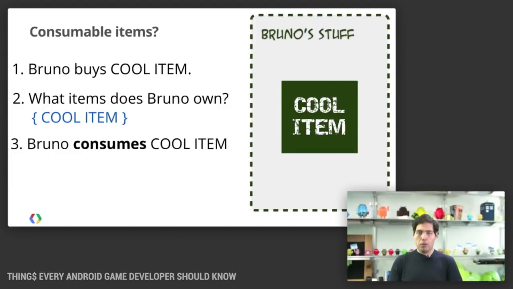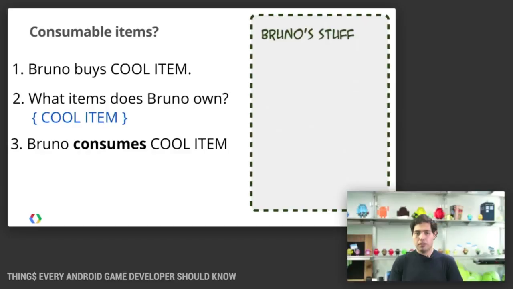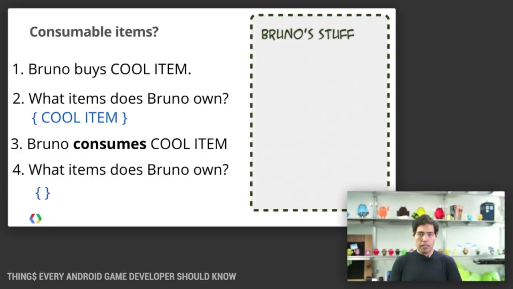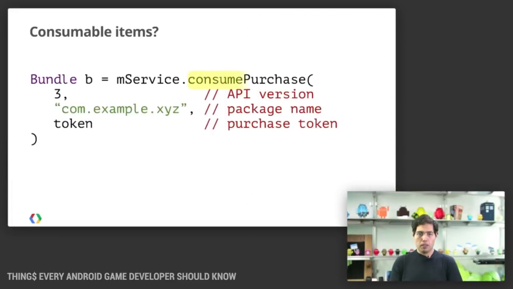If I consume that item, what happens? The item goes away in flames, just like that. I've seen it happen. In that case, I don't own that item anymore. And if I ask Google Play, what items does Bruno own? It's going to return the empty set. So consuming an item just means that it's no longer there.